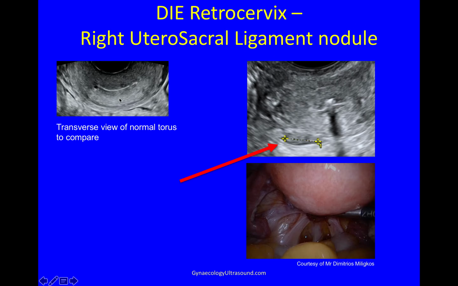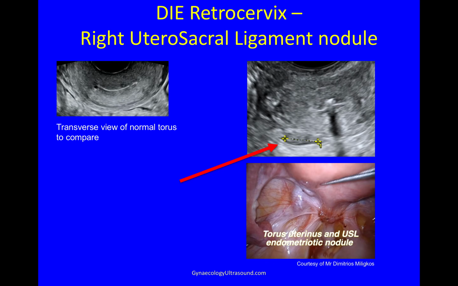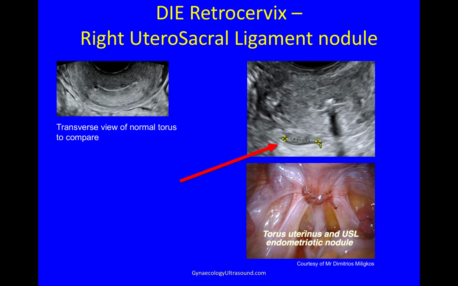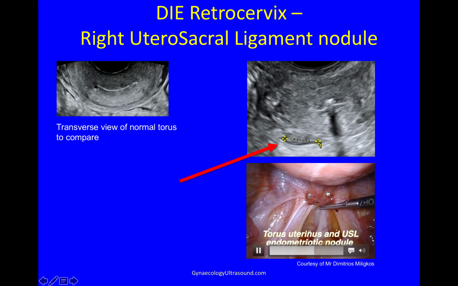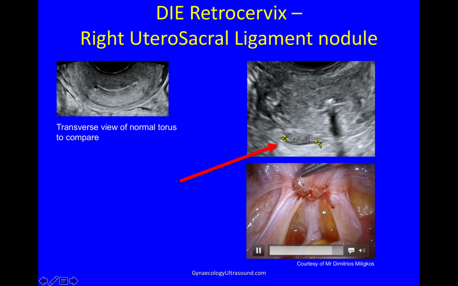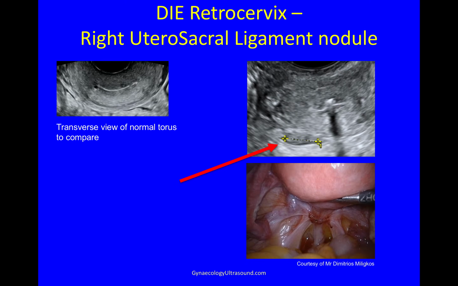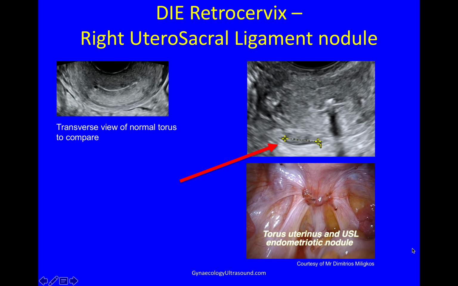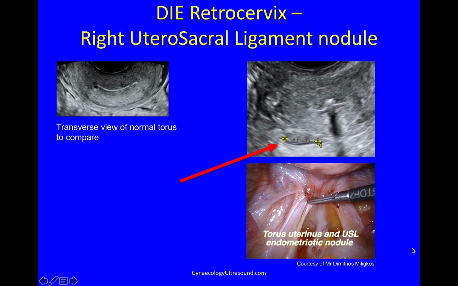So here we're a little bit high, you can see a bit of cavity, but this is essentially a normal torus. And in this torus, you can see a dark nodule of DIE with very thickened fibrotic uterosacral ligaments. And the image underneath is the same patient seen at laparoscopy. And you can see here is a nodule of endometriosis at the torus with very thick ligaments just nearby, and a lot of adhesions.